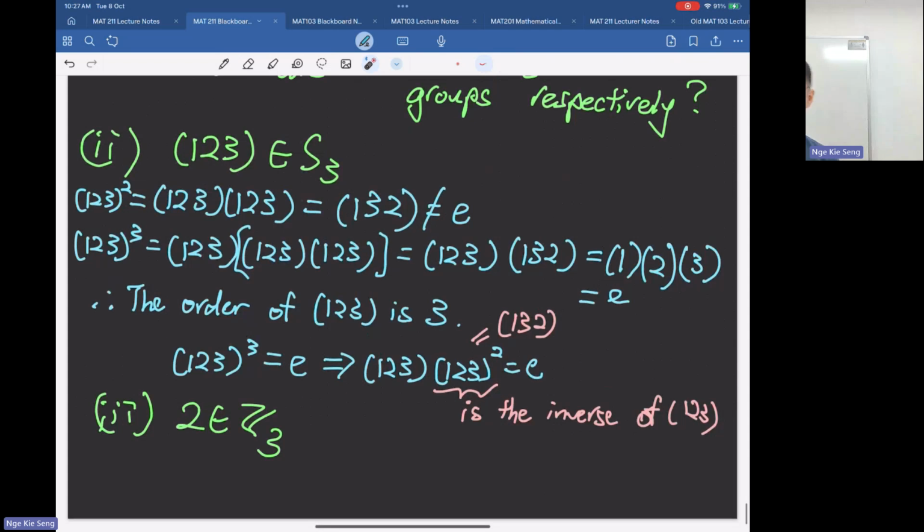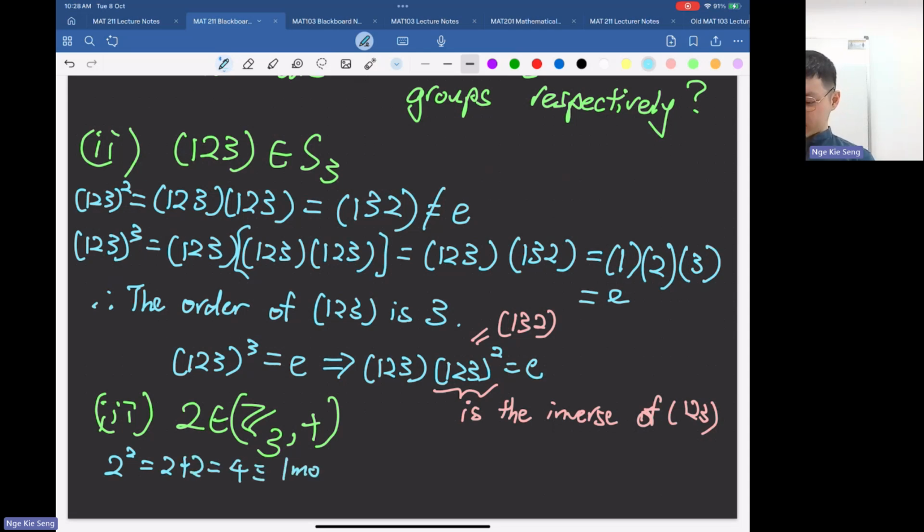Okay, how about the order of 2 in Z3? Have you computed it? Not yet. Okay. So again, you look at positive integer powers of 2. What operation do we consider here? We consider plus. So 2 to the power 2 is what? 2 plus 2, which is 4, which is 1. And 1 is not 0 yet, right? Because it's not the identity in addition.